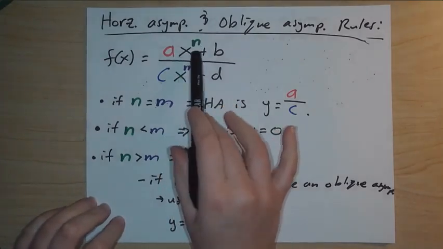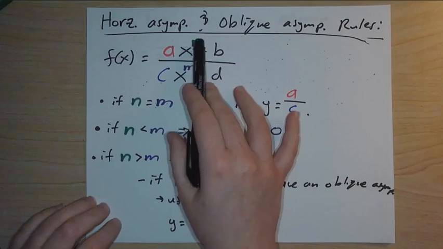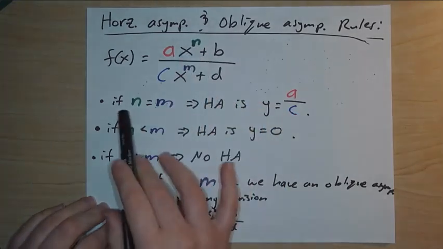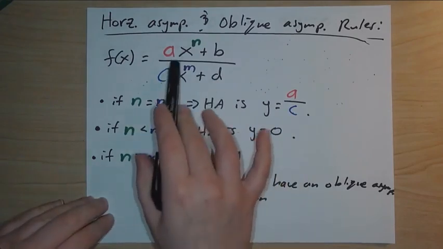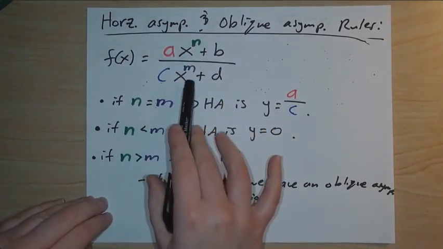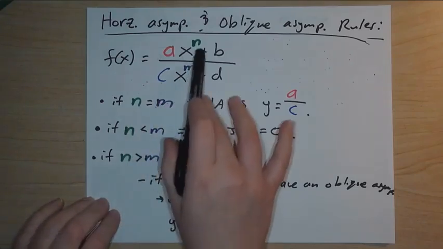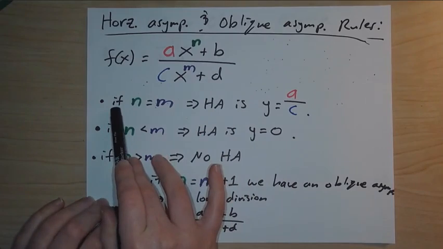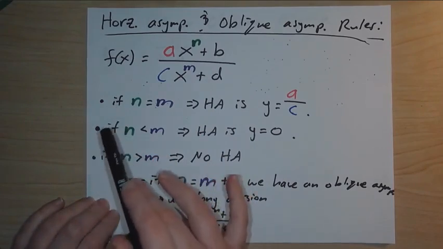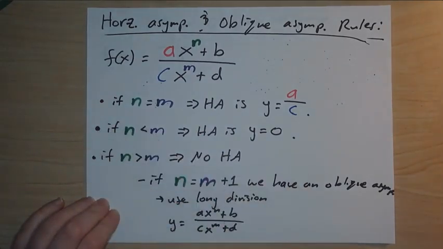So here we have x to the n, and whatever n is, that's the exponent. The biggest exponent of the polynomial is the degree. So here we have degree n and degree m. We're going to look at the degrees of our x's, and that determines whether it has a horizontal asymptote or an oblique asymptote.